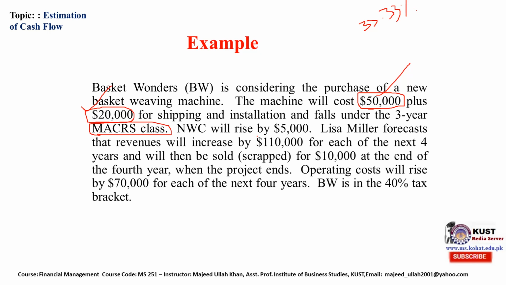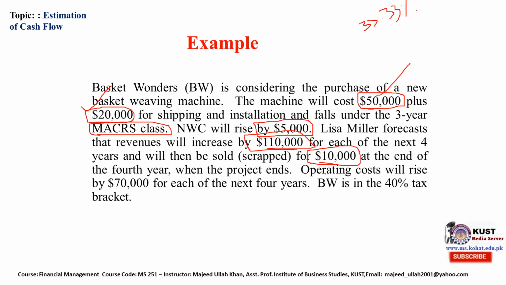Net working capital will rise by $5,000. The increase in net working capital will be added to the initial cash flow. Lisa Miller forecasts the revenue will increase by $110,000. Because of this new weaving machine, the company will earn $110,000 more for each of the next years, and will then sell the scrap, that is the salvage value of this machine, at the end of the 4th year. This asset has a life of 4 years.